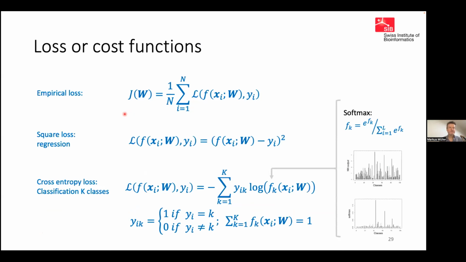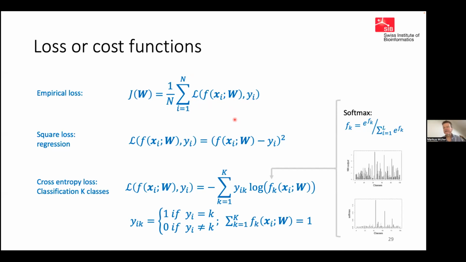Now, typically, we always use the empirical loss, so we don't have a mathematical idea how this loss function looks like. So we estimate it by using our training data. So we just sum the loss of each training item in the training data and sum that up over all items in the training data.